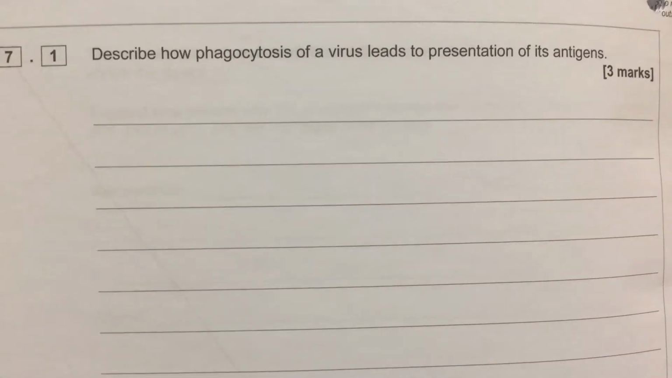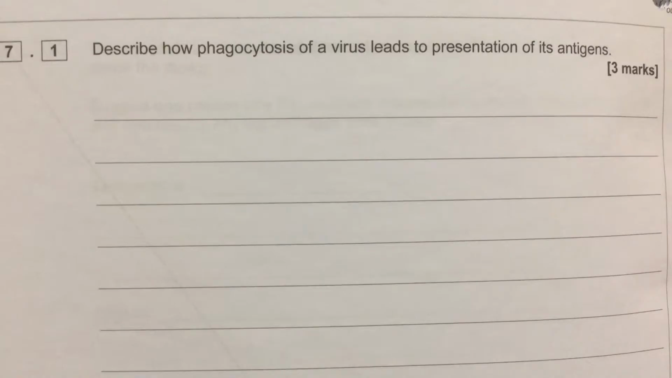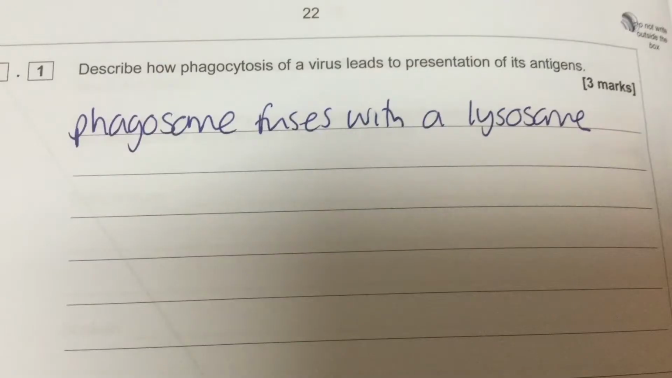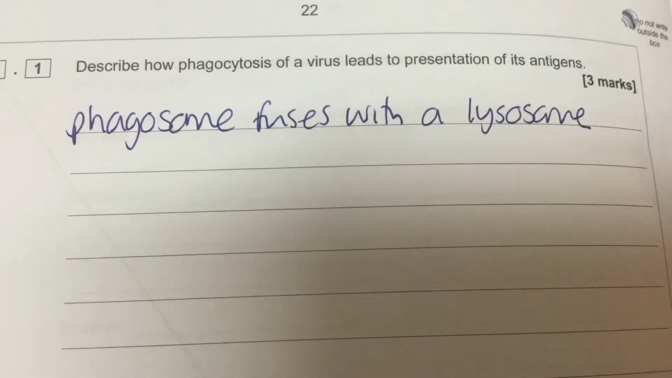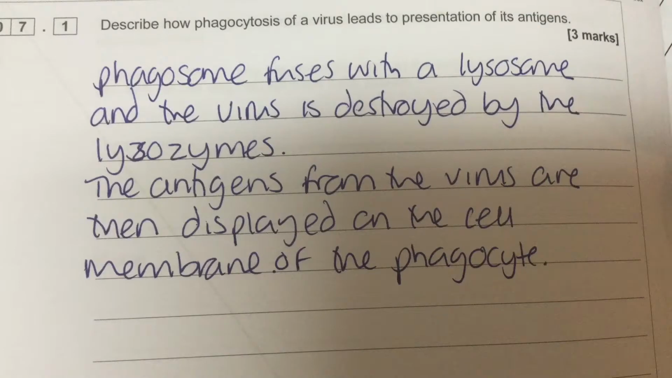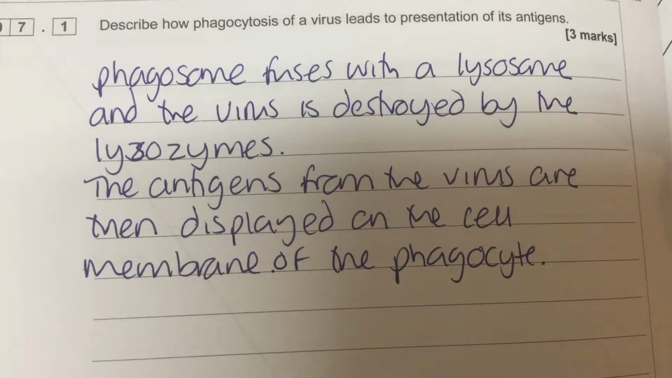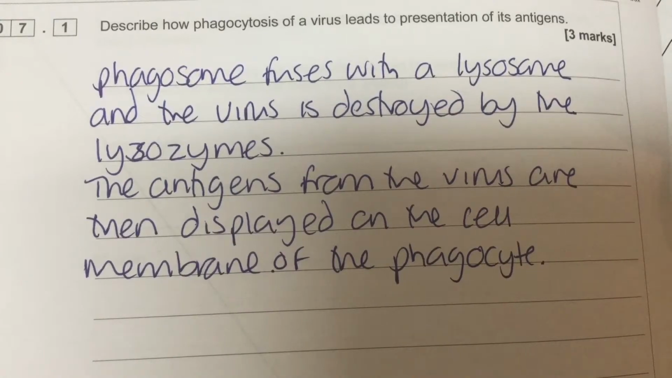In other words, phagocytosis has already happened. The question hasn't asked us to describe phagocytosis. So we're going to say that the phagosome fuses with the lysosome and the virus is destroyed by the lysozymes. The antigens from the virus are then displayed on the cell membrane of the phagocyte.